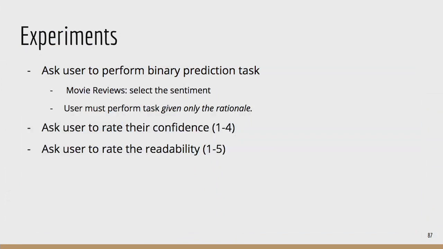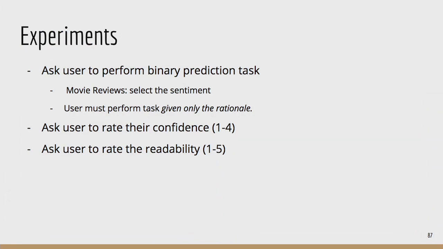So we gave them the following questions. We gave them to 5 Turkers per 100 random test set annotations. And for the first task, we asked them to perform the actual task. So for movie reviews, this would be to predict the sentiment. And the key is that they only see the rationale.